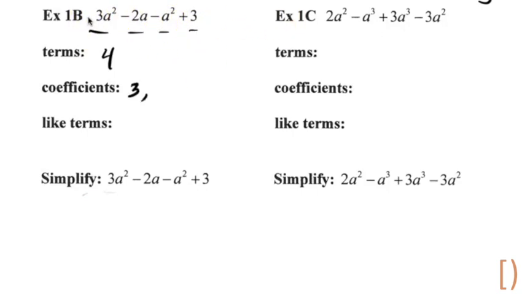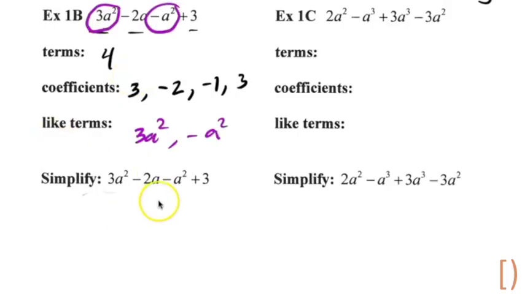Coefficients: the a squared has a 3. Then we have -2, -1, and 3. Like terms: the a squares are like terms. So 3a squared and -a squared. Next, we want to simplify it. The way we simplify is we just add the like terms.